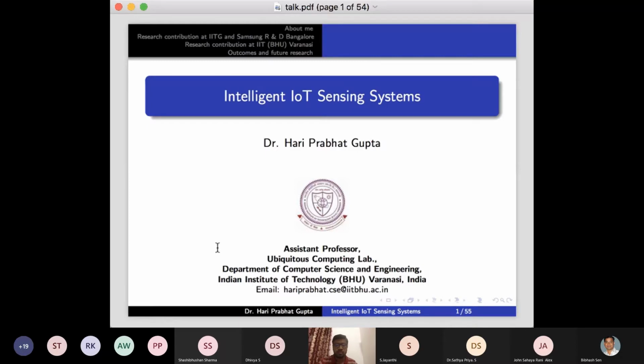I just switched off the camera so that we can get good bandwidth and speed on the internet.